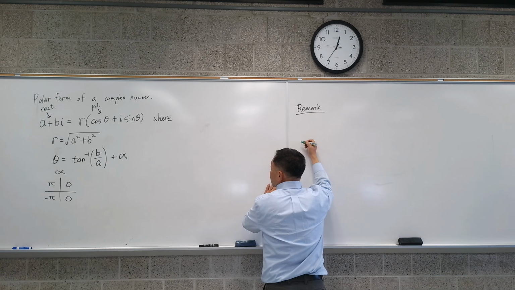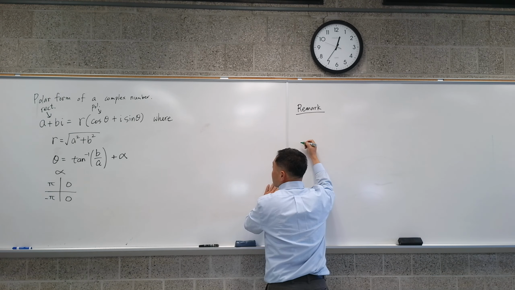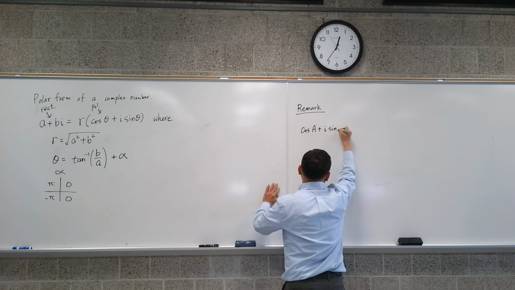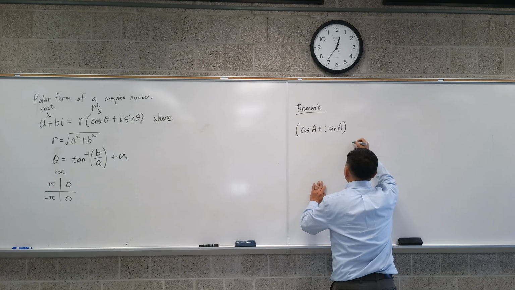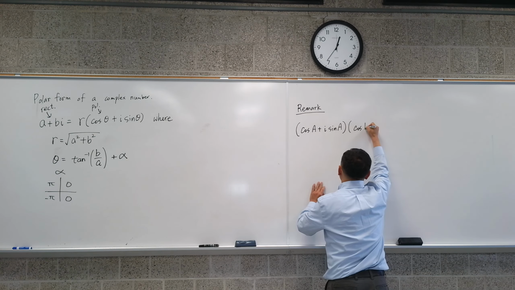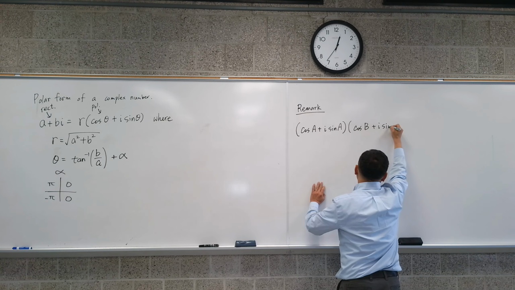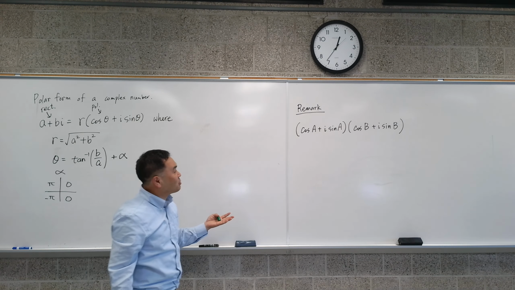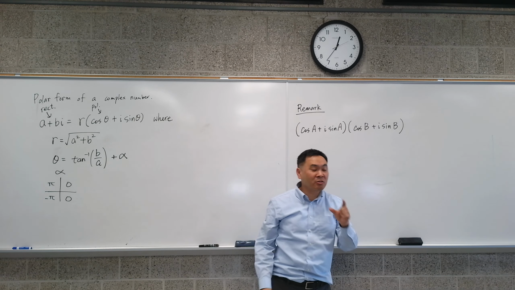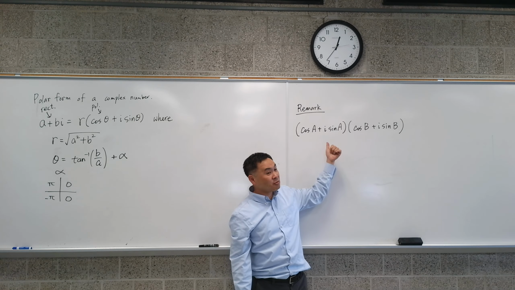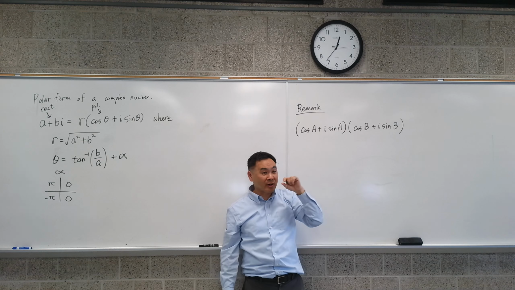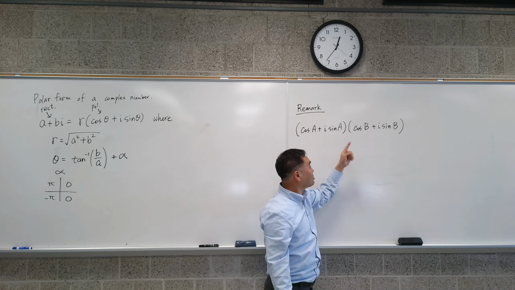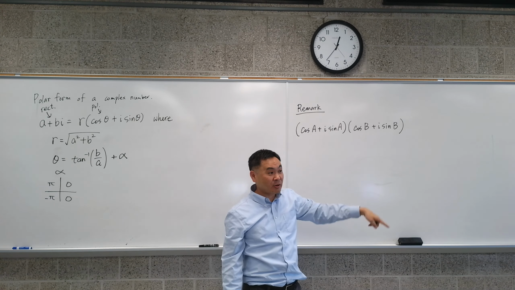If you have, say, cosine A plus I times sine A times cosine B plus I times sine B. In this case, both of the complex numbers belong on the unit circle. In other words, if you view these as vectors, they're both unit vectors, right? And you also know that multiplying by this one will rotate the other by angle A, right?